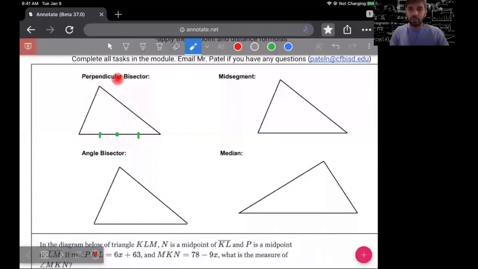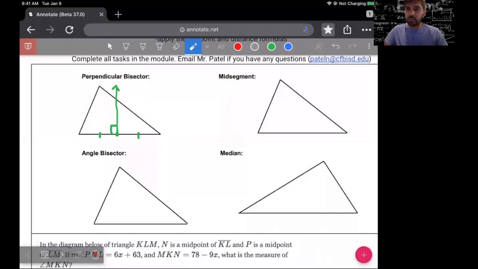And perpendicular means to create a right angle. So I'm going to draw a line going out of that point at a right angle. This is called a perpendicular bisector because it's perpendicular to this side and it cuts it in half. It cuts the bottom side of the triangle into 2 equal parts. That's what a perpendicular bisector is.